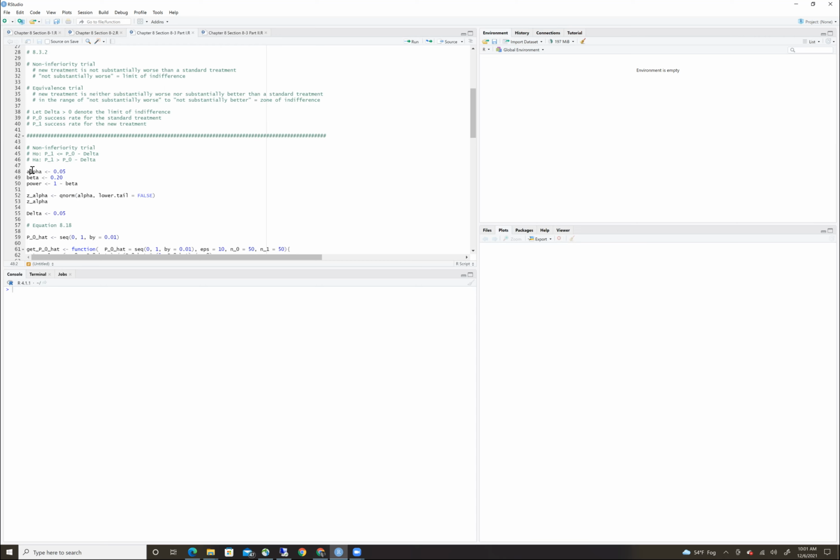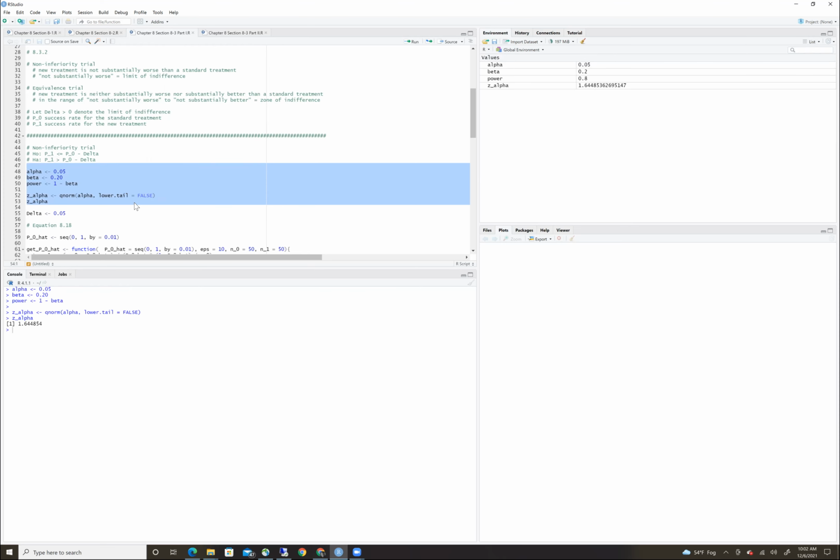Okay, so we're going to set our alpha level to be 0.05 and our beta to be 0.20. Remember, our power is 1 minus beta by definition. We can get our z alpha by essentially putting in this alpha value and getting the value of z associated with it. We're using the qnorm function in R. We designate lower tail equals false. That's guaranteeing us to get the positive z value with 0.05 above it. So if we look at that, we get 1.645, just what we expected.